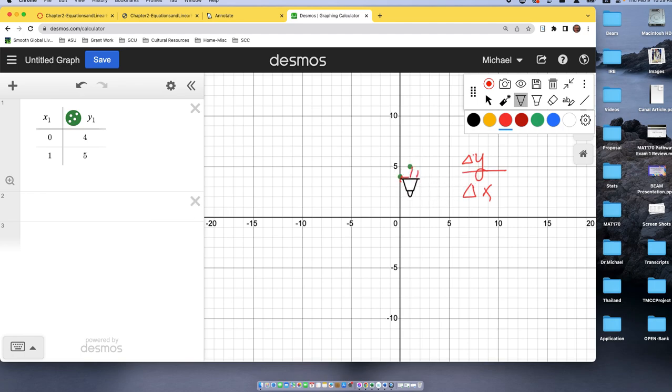And I start, what would I call my starting point? So if I think of x as being where the story is going, I start at 4. Y is 4 when x is 0, okay? So let's just give this a try. Let's see what this does.